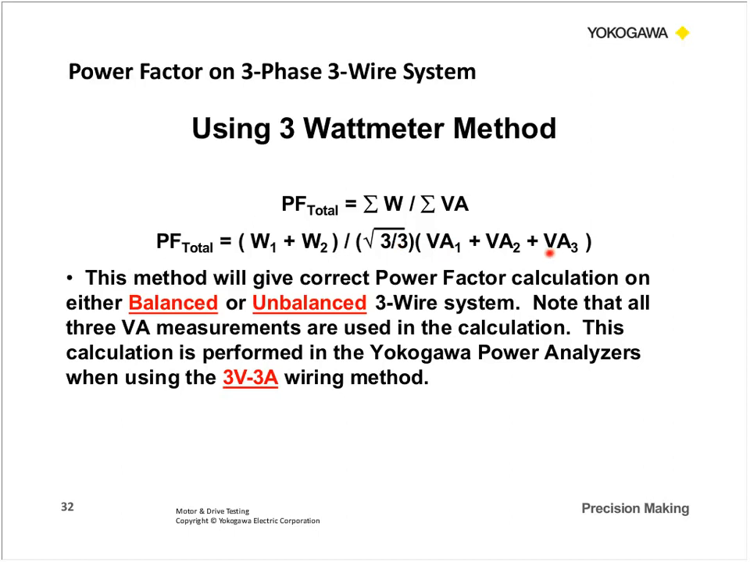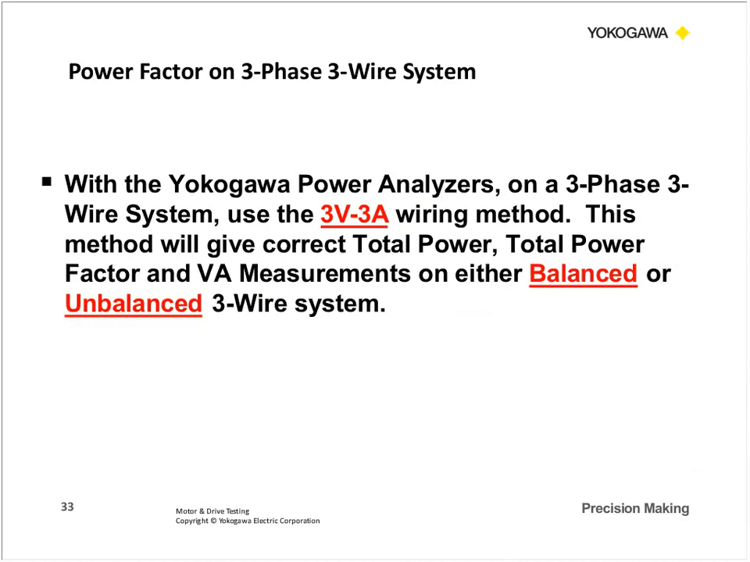This is the best method for measuring your three-phase, three-wire system, because if it is balanced or unbalanced, especially if it's unbalanced, we're taking all three of these VAs into consideration to make the proper calculation. So, again, in our power analyzers, we have this three-phase, three-wire, 3V3A wiring system that's best for balanced or unbalanced three-wire system.